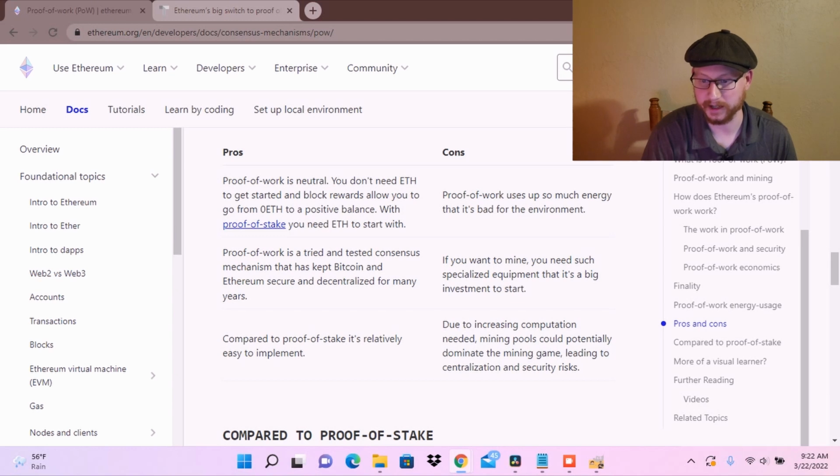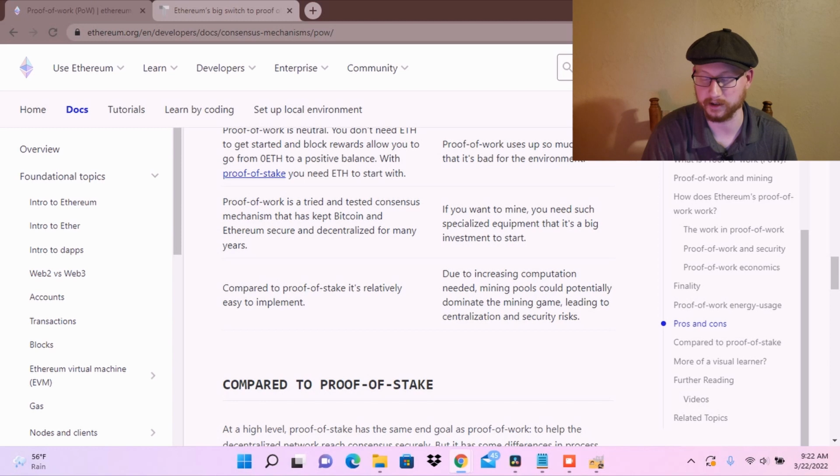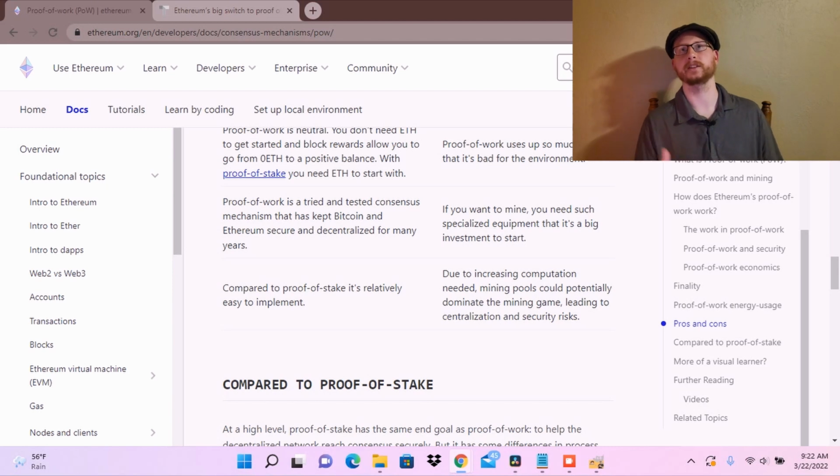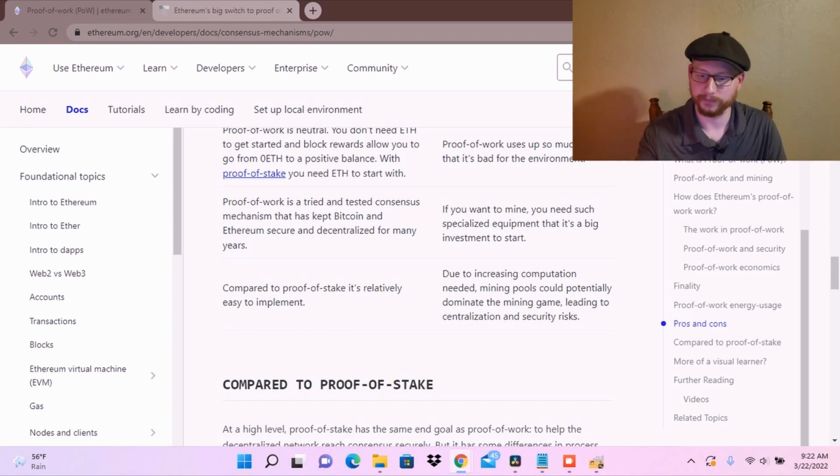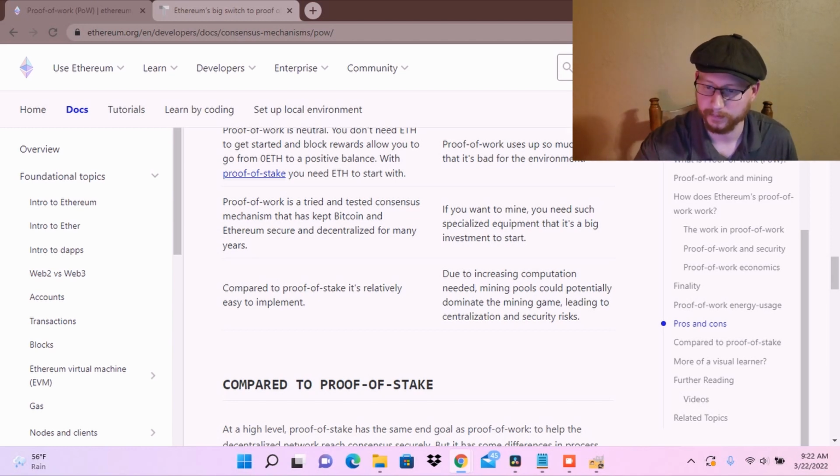If you want to mine, you need such specialized equipment that it's a big investment to start. I know, it's just that things have progressed. Things have grown in this world so much that there are so many people doing this, and we want to grow more. So to progress to where we can manage this better, they want to go to proof of stake, which makes sense.